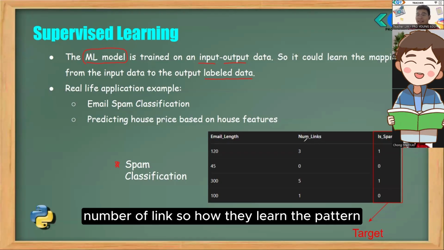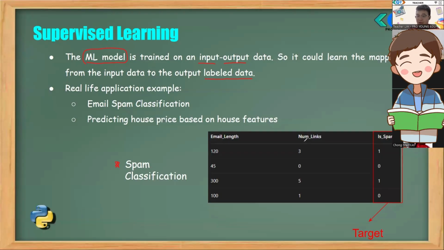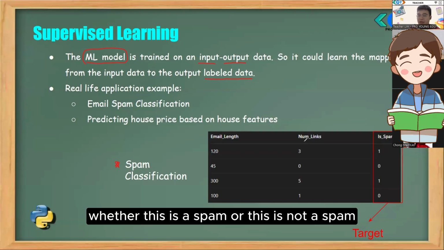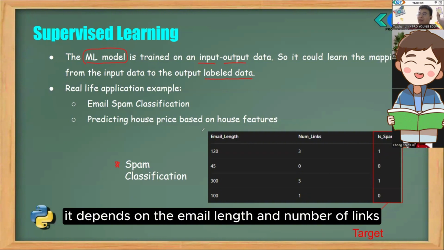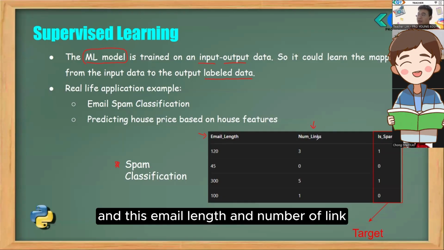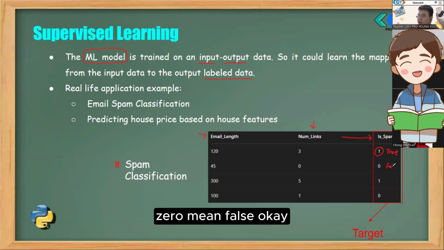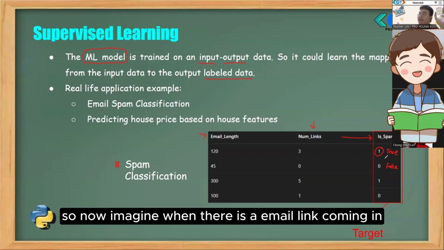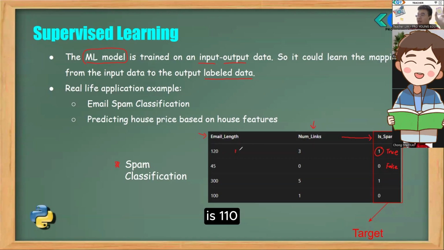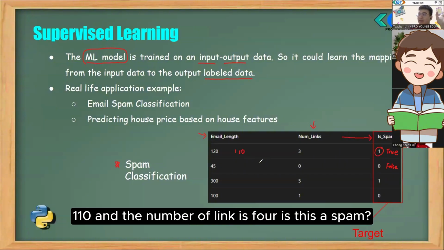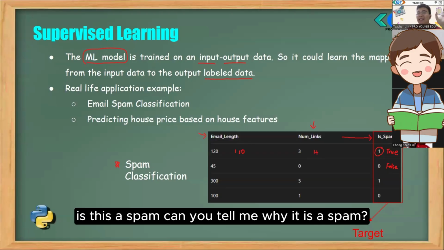So how do they learn the pattern of whether this is a spam or not a spam? It depends on the email length and number of links. And this email length and number of links leads to spam. One means true, zero means false. So now imagine an email comes in with length 110 and the number of links is 4. Can you tell me why it is a spam?